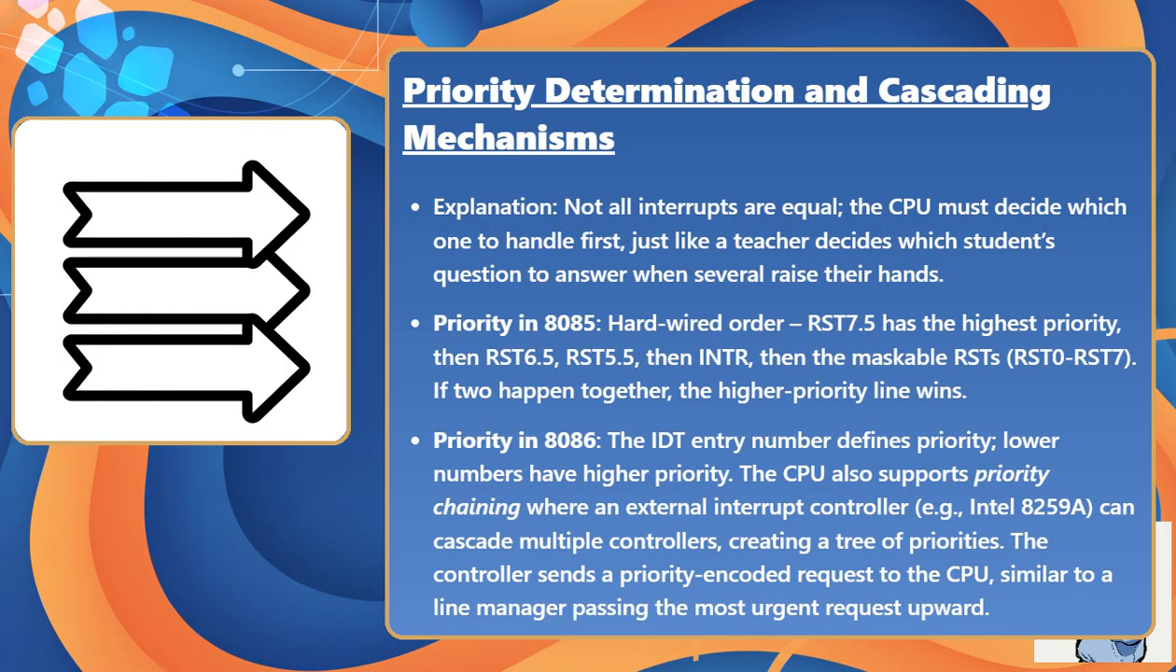Priority in 8086: the IDT entry number defines priority. Lower numbers have higher priority. The CPU also supports priority chaining, where an external interrupt controller, for example Intel 8259A, can cascade multiple controllers, creating a tree of priorities. The controller sends a priority encoded request to the CPU, similar to a line manager passing the most urgent request upward.